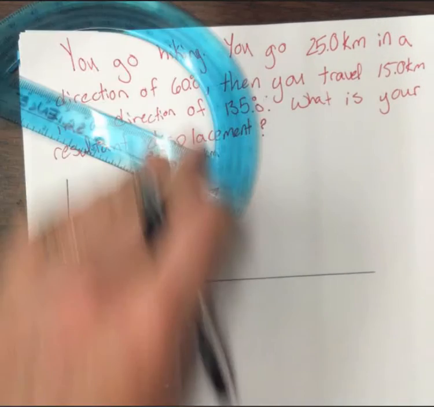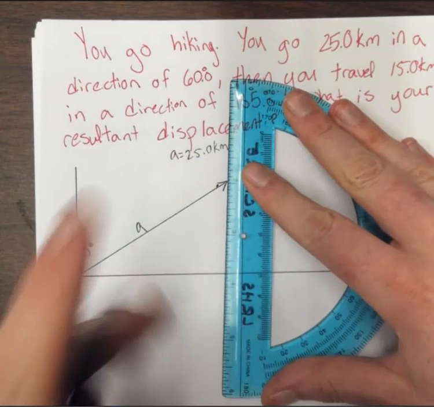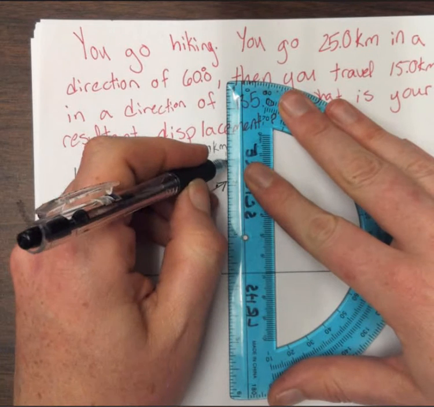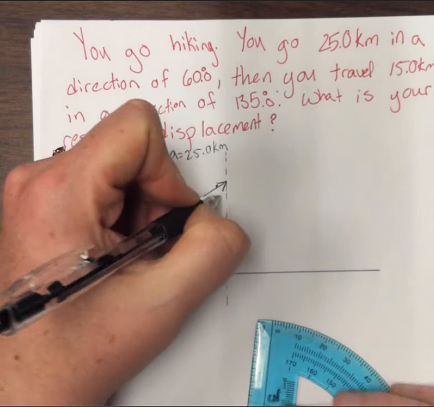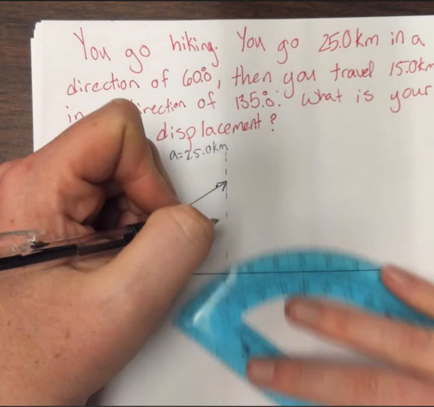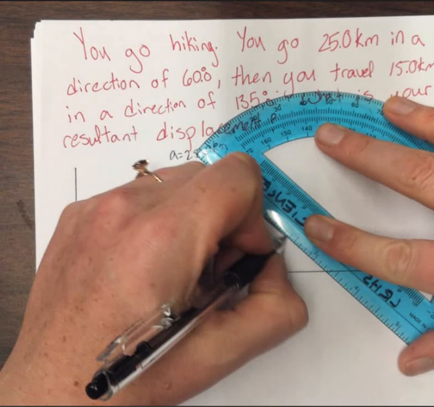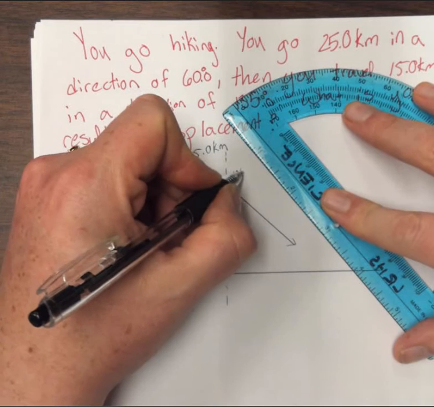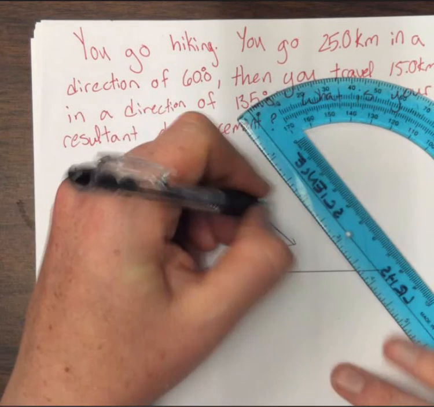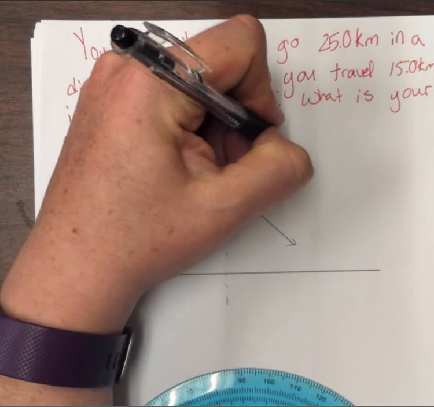So by convention, our 135 degrees would be from this point. Remember, we're going tip to tail. So 135 degrees would have you traveling, we'll say about here. Alright, and there's your 135 degrees there. And we'll call that B, and we'll say that B equals 15.0 kilometers.